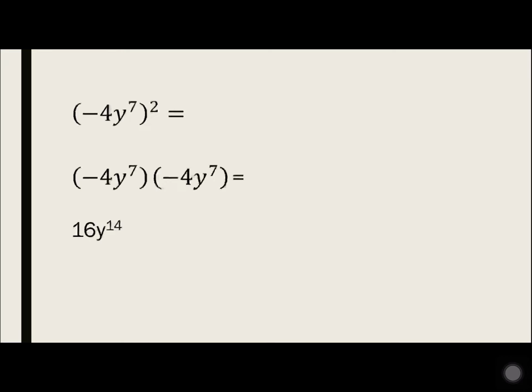Negative 4y to the 7 squared. Negative 4y to the 7 times negative 4y to the 7. A negative times a negative equals a positive. 4 times 4 is 16. For the y's, 7 plus 7 is 14. Or at the top, we could have said 7 times 2 is 14.